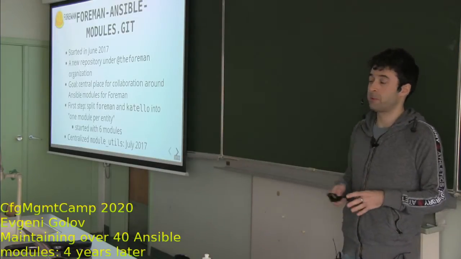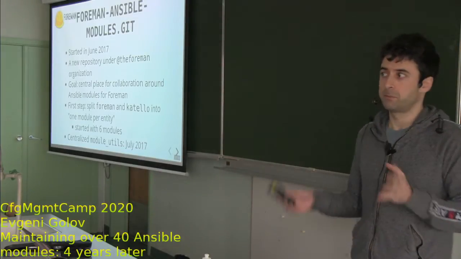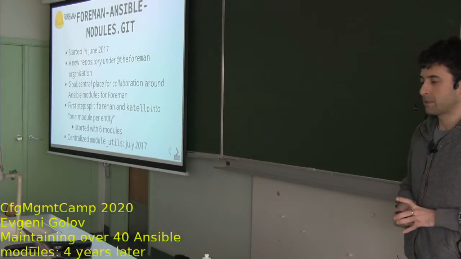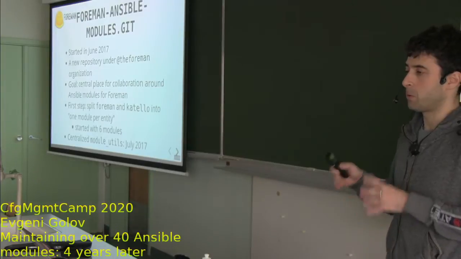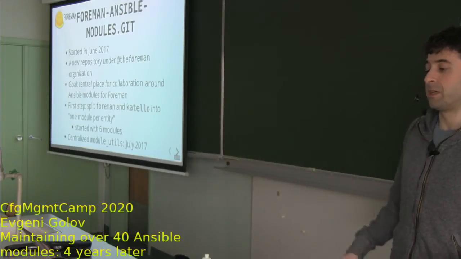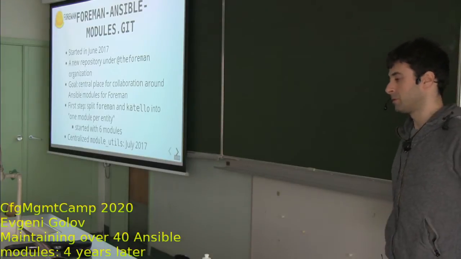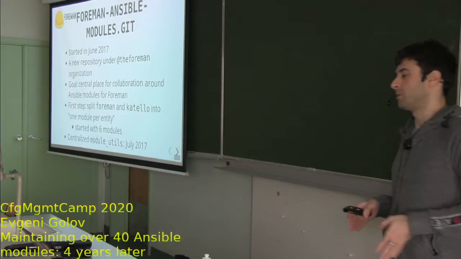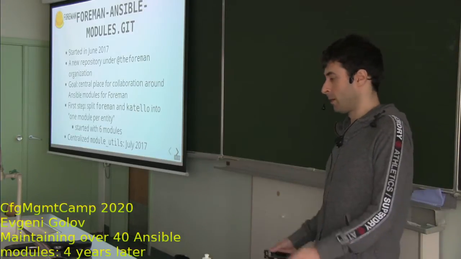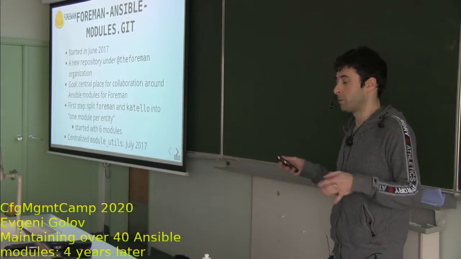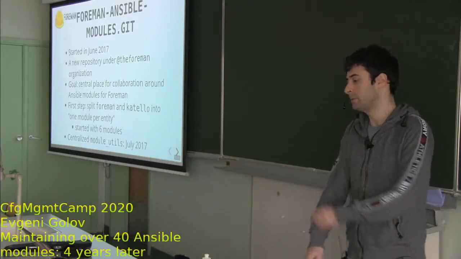The very first step was, I've been talking about two modules before in Ansible. Let's split that out and have one module per entity that you want to touch. So, for example, if you're touching an organization, you're using the Foreman organization module, not the Foreman module anymore. We started with 6 modules to begin with. That was what was supported before in Ansible.